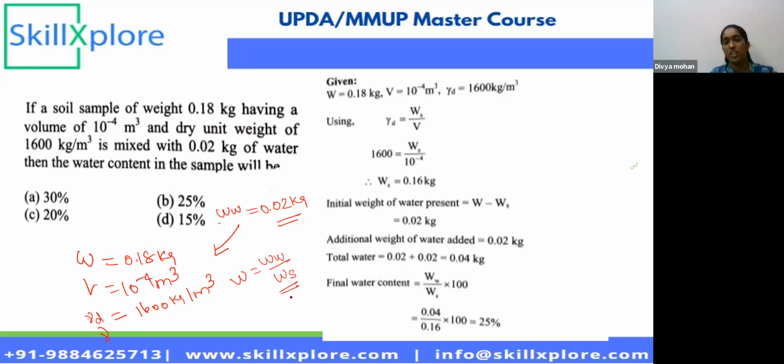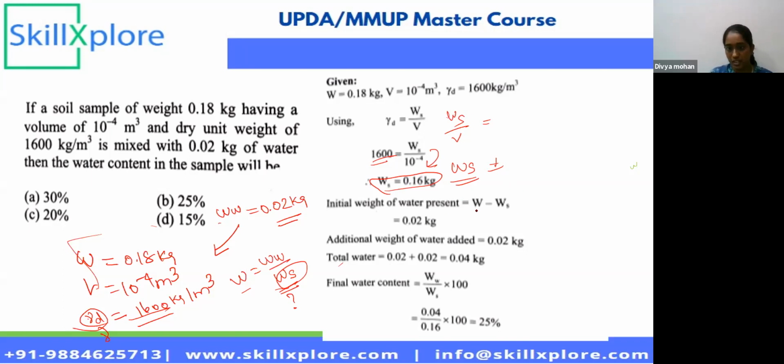So the first thing we need to find out is the weight of solids. To find the weight of solids, we have gamma D, which is a function of Ws by V. This Ws is what we want to find. Substituting 1600 and the original volume, we'll find the original Ws. I have already told you that Ws will not change under any condition. So Ws is a constant parameter.